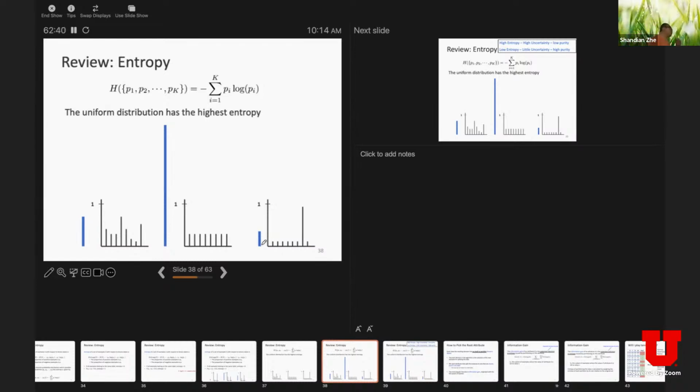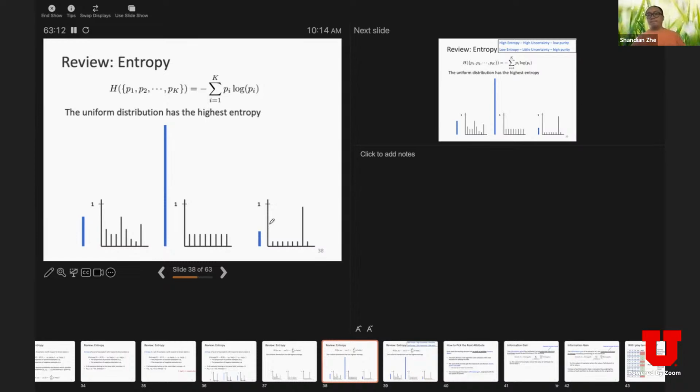If you know the label is class 1 with 90% chance, you are much more certain than if every label has an equal chance. So first I would like to make sure that everyone feels comfortable with this definition of entropy. Reasonable, right? So now let us build the link.